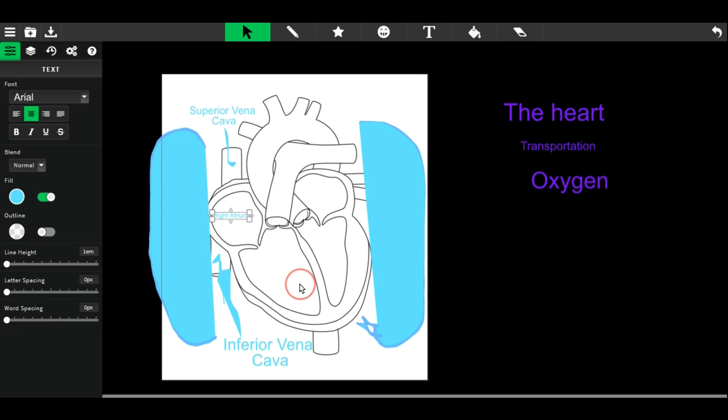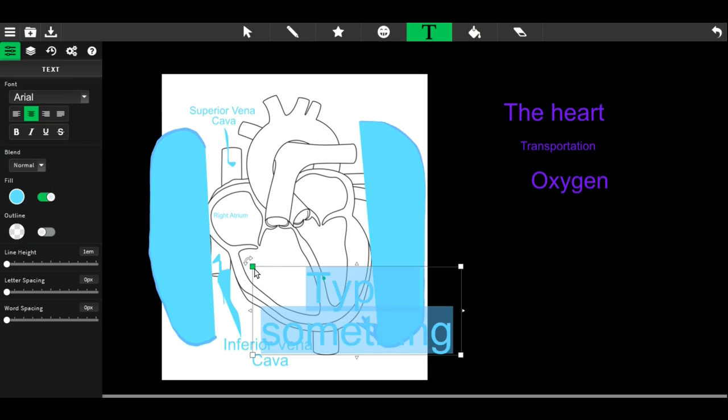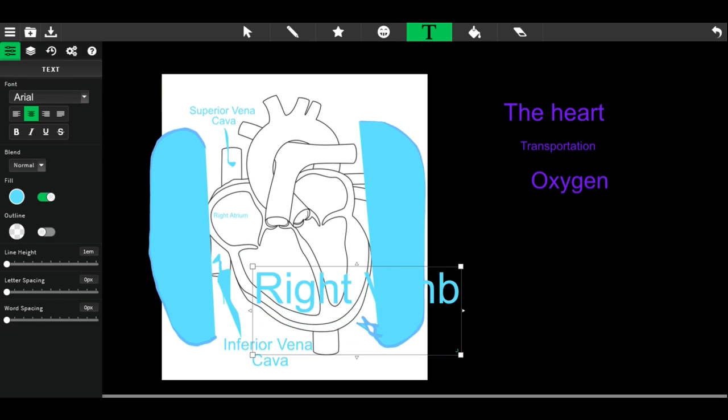So the blood goes from the right atrium down through this valve, which is called the tricuspid valve, and into this little pouch here, which is called the right ventricle. Right ventricle.